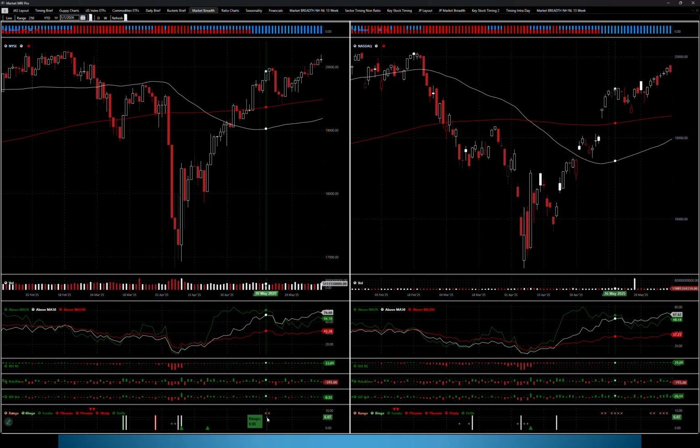Again, a bingo is too much selling pressure, which is actually bullish, and the bango is you're buying so much that it's bearish. So Scott, you should see these in market breadth going back to version 1.